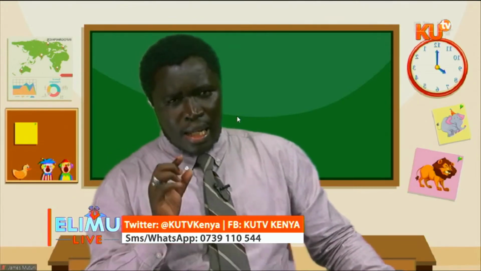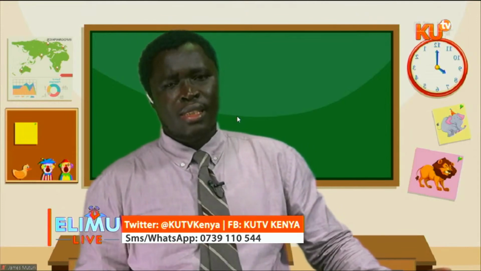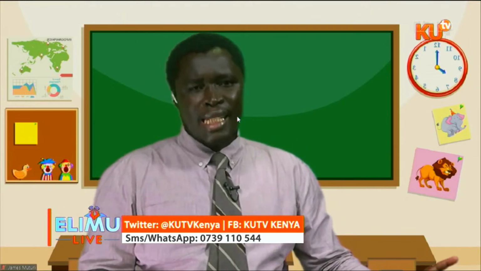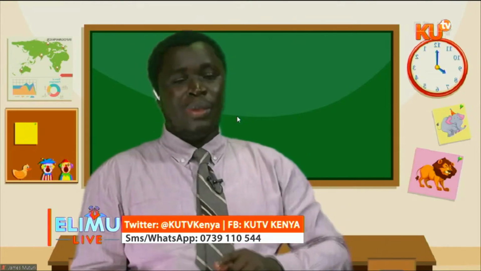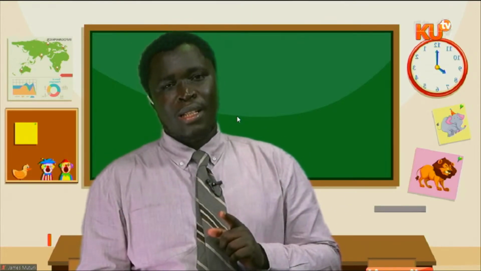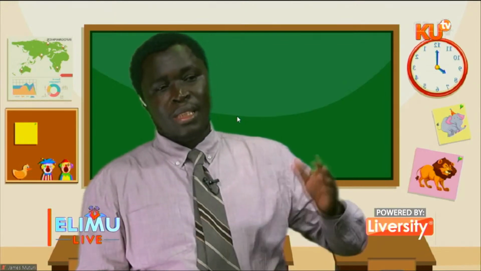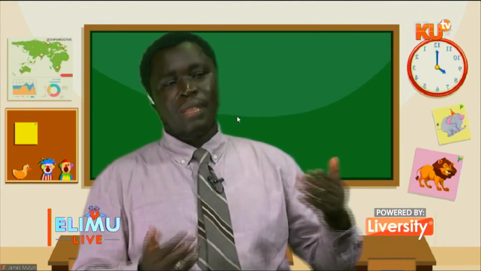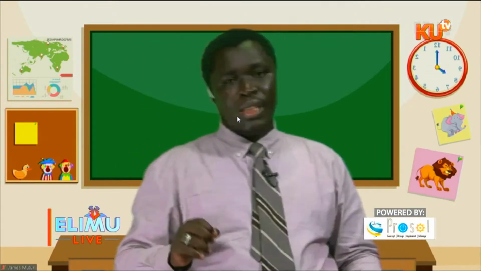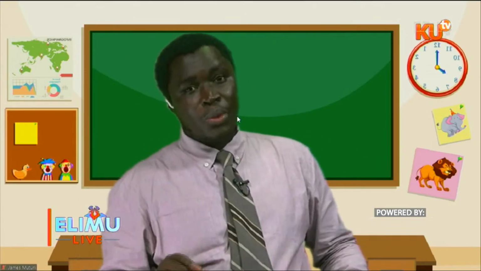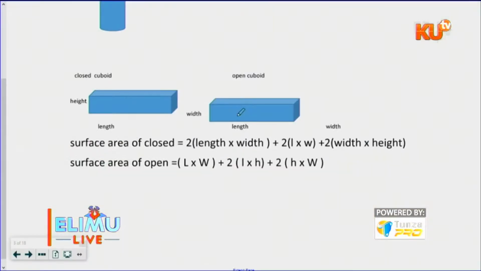And I want you to be very keen on this. Always identify the face that is open. It is not a must that it will always be the top. Sometimes it can be the cross-section side. Sometimes it can be the face that's facing us. So be very keen on the face that is open. That face will not be multiplied by 2. Like in my case here, it is the top that is open.